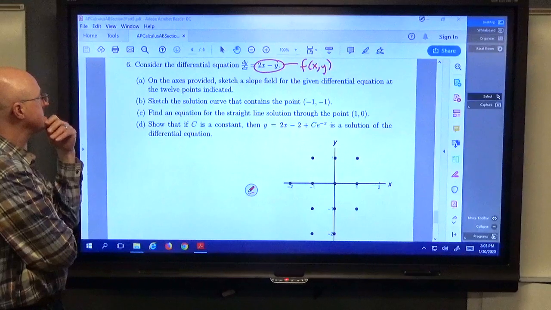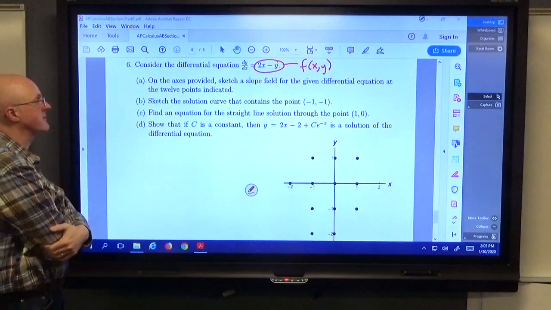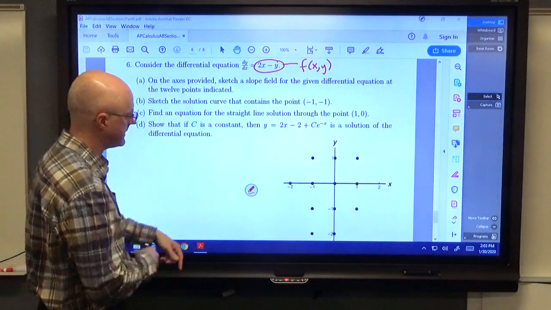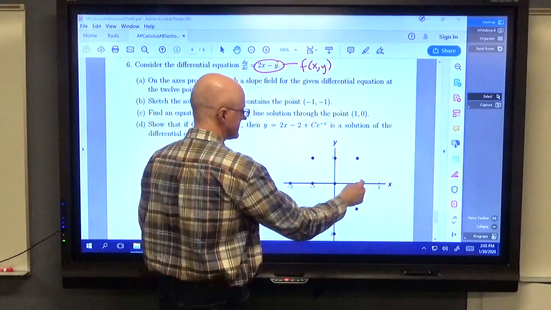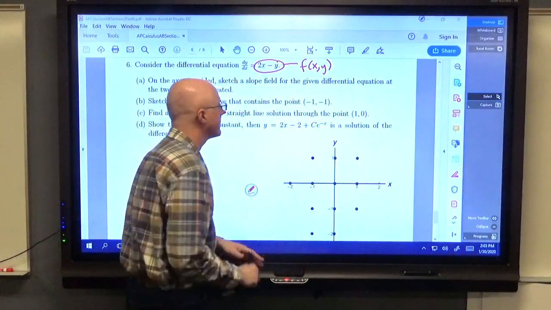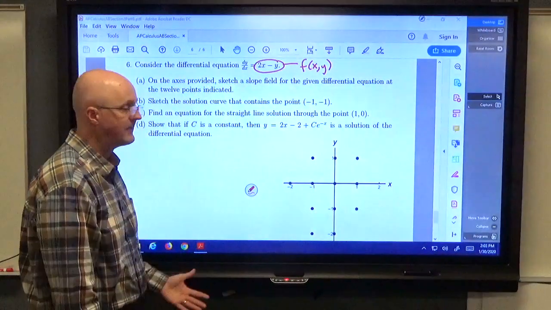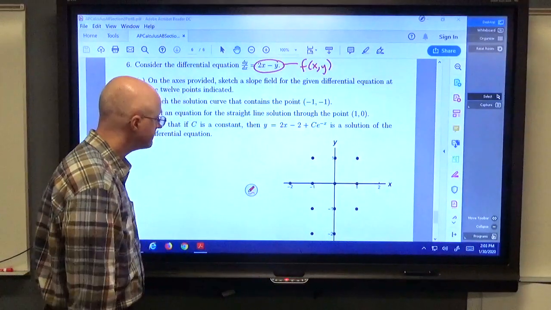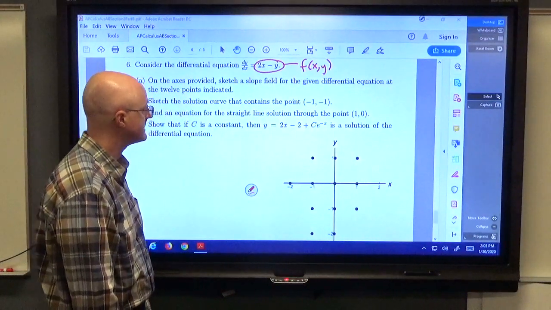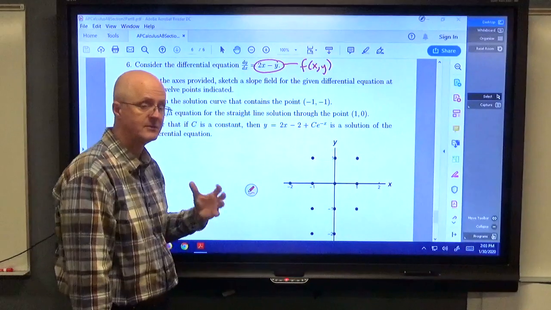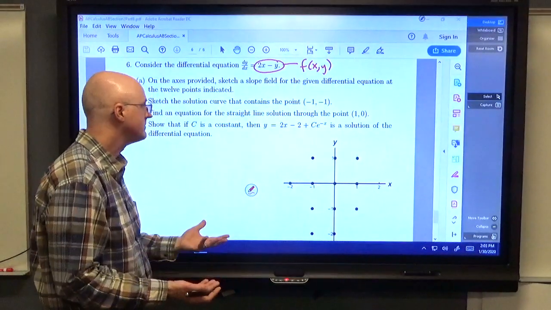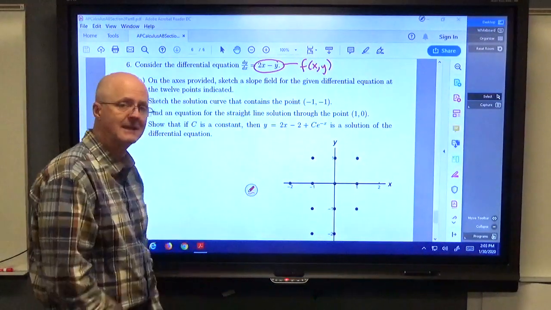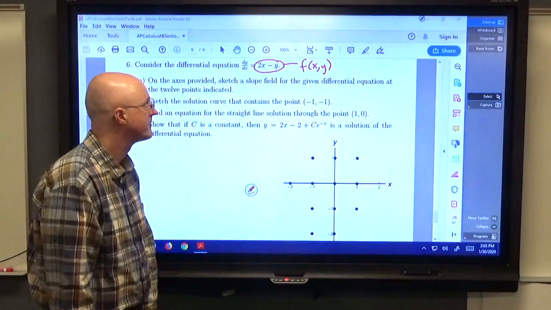Part A, on the axes provided, sketch a slope field for the given differential equation at the 12 points that are indicated. You got 1, 2, 3, 4, 5, 6, 7, 8, 9, 10, 11, 12 points there. The method is to plug the xy coordinates of these points into this function of 2 variables, get a number, draw little line segments with slope equal to that number you get.